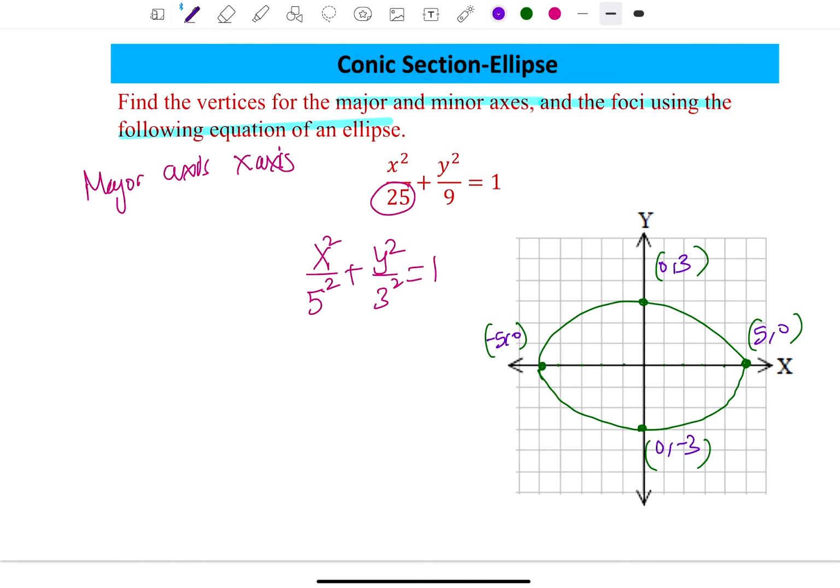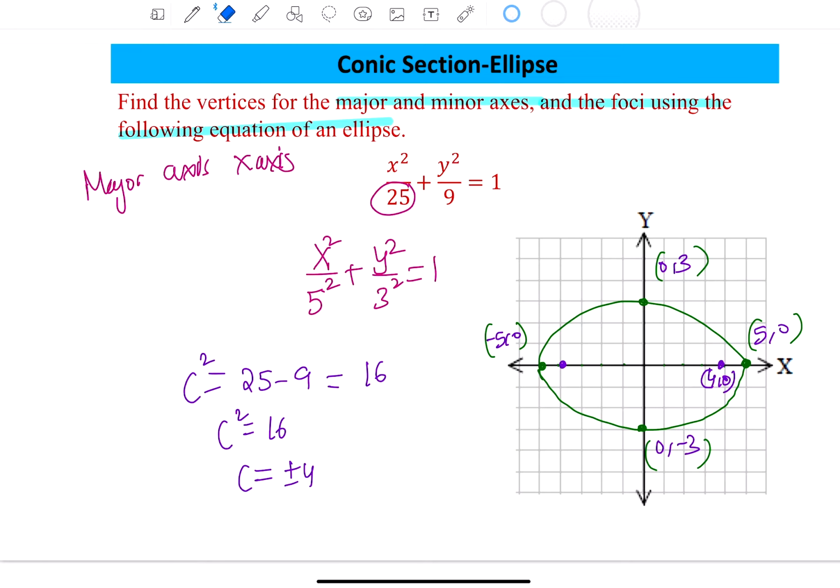Next, we want to get the foci. To find the foci, we need to use the relationship c squared equals a squared minus b squared, or the bigger number minus the smaller number. c squared equals 25 minus 9, which is 16. c comes out to be plus or minus 4. So my foci will be (4, 0) and (negative 4, 0). That's all about the graph of this ellipse.